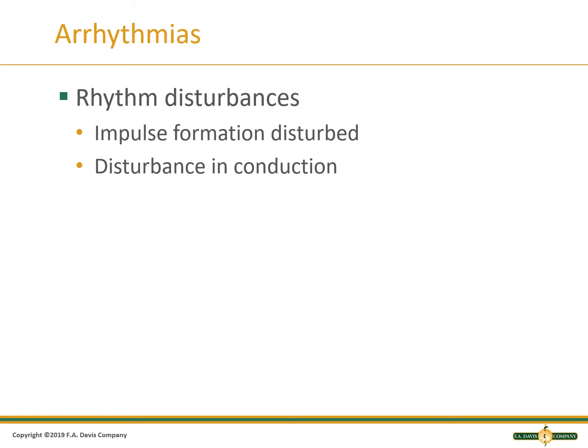When impulse formation is disturbed, an impulse may arise from the atria, the AV node, or the ventricles instead of the SA node. This can give rise to increased or decreased heart rate, early or late beats, or atrial or ventricular fibrillation. The disturbances in conduction cause the impulse to be blocked within the electrical conduction system, as in heart block or right or left bundle branch block.